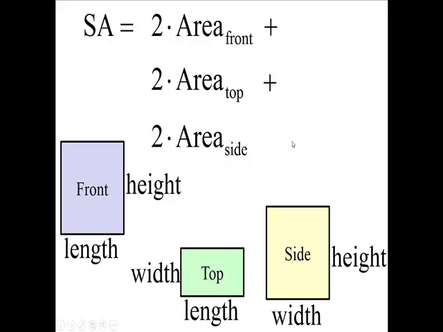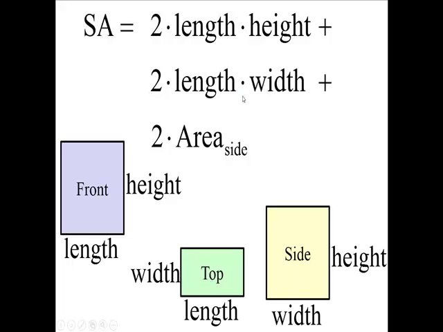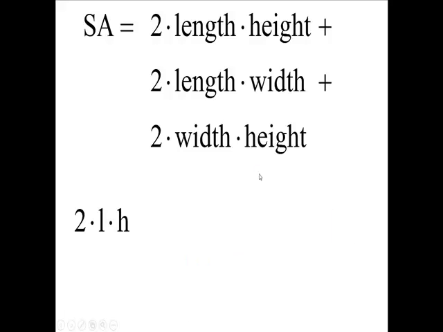Now, the dimensions of the front are what? Length and the height, aren't they? So for the area of the front, you have the length times the height. The top is the length times the width. And this side over here is the width times the height. So if I write them down with letters, I get 2 times the length times the height, 2 times the length times the width, and 2 times the width times the height.